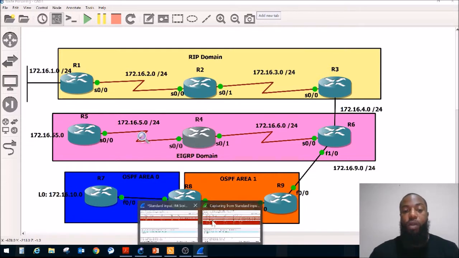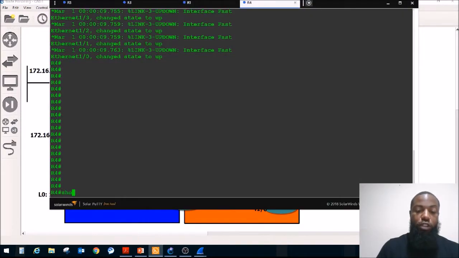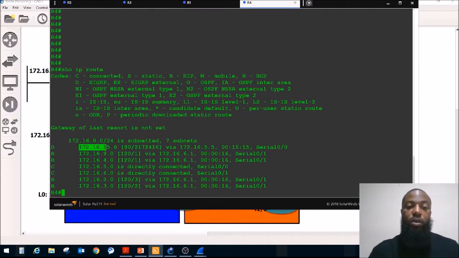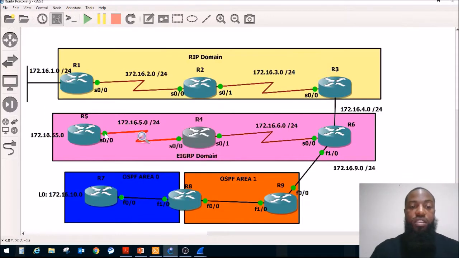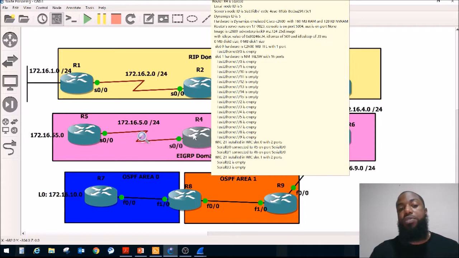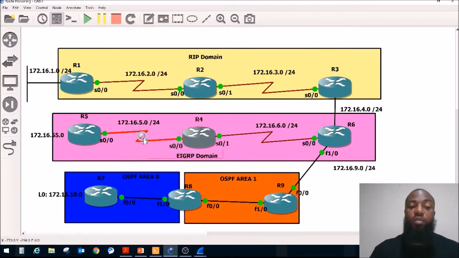Let's take a look at our routing table on router 4. Show IP route. Here's the 55.0 network. AD is 90. That is the metric, right? Via 16.5.5, which is this interface right here, right? What happens when we shut that down? Obviously, he's going to take it off his routing table. But what happens with the poisoning? We need to see the route poisoning happening, right?